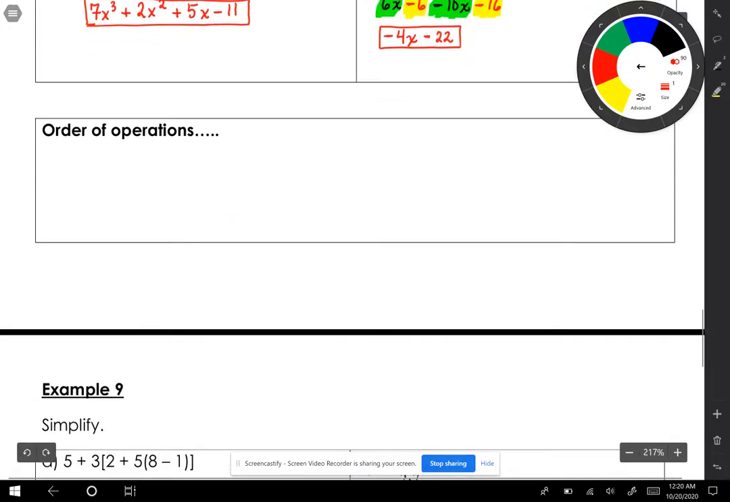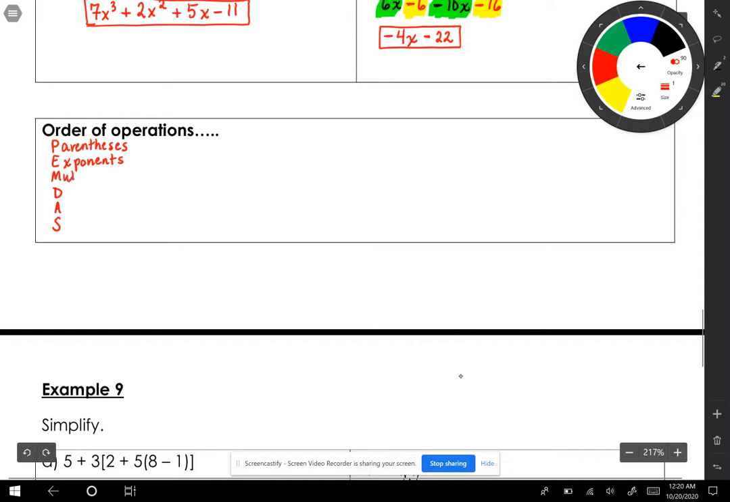And our last topic of the day is order of operations. You guys all know this. You know it, but can you use it? So P stands for parentheses, but it doesn't have to be just parentheses. It could be brackets, other grouping symbols. E is for exponents.